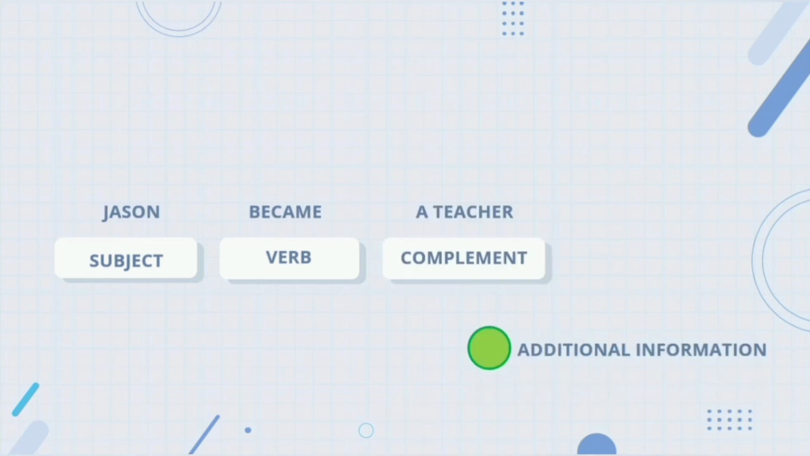The next sequence is the subject-verb-complement structure. You use this structure when the verb needs some additional information. For example, the sentence, Jason became a teacher. Because of its meaning, the word became requires additional information about what Jason is. In this case, you need a complement in the sentence.